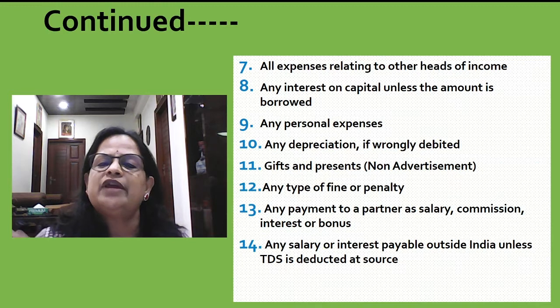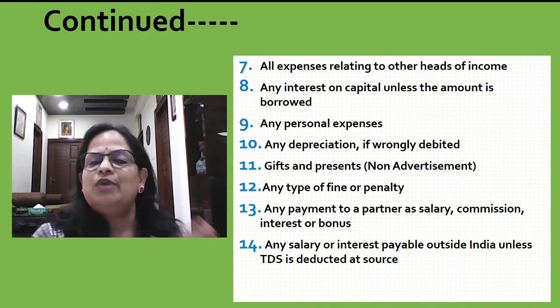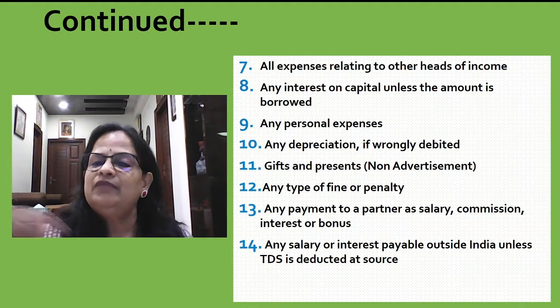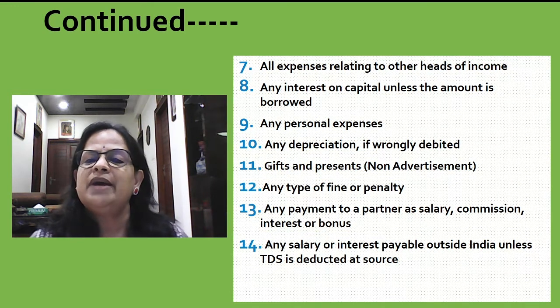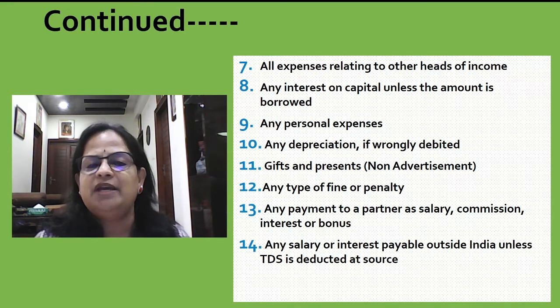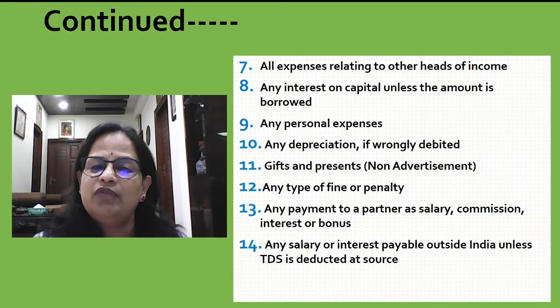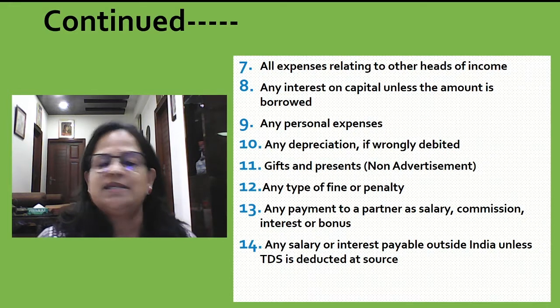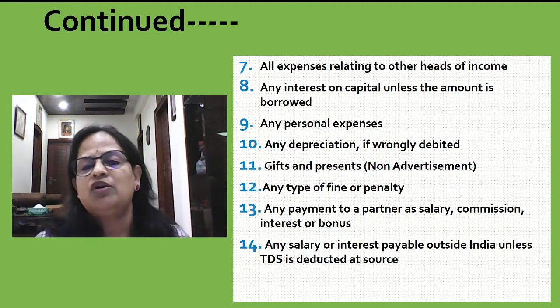Any interest on capital unless the amount is borrowed. See, I told you usually they will say that the amount is borrowed from wife, then he is paying interest. That is not allowed. It's only an internal arrangement. But if the amount is borrowed from a bank or financial institution, it can be allowed. Any personal expenses for traveling, for going for pilgrimage, dining out with the family, entertaining the guests, all that is personal expenses, not allowed.